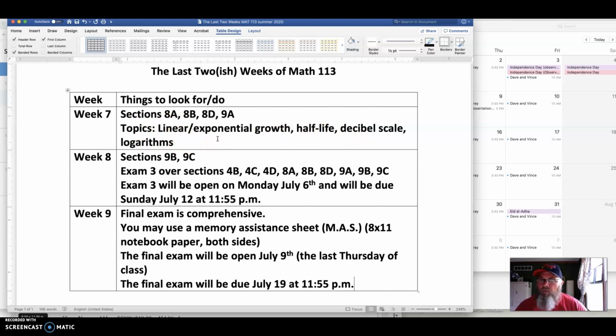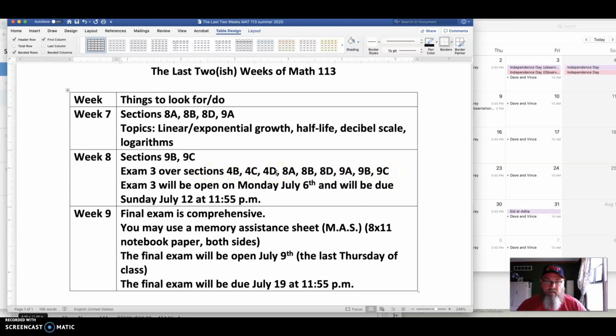So week 7 this week is going to just go regular: your discussion posts, you do your homework. Pretty straightforward. Then in week 8, things get a little crazy. You're going to be responsible for just 2 sections in week 8, 9B and 9C. But then also you're going to have exam 3, and it's going to be over sections 4B, C, and D, 8A, B, and D, 9A, B, and C. Okay, so you're going to have an exam 3.